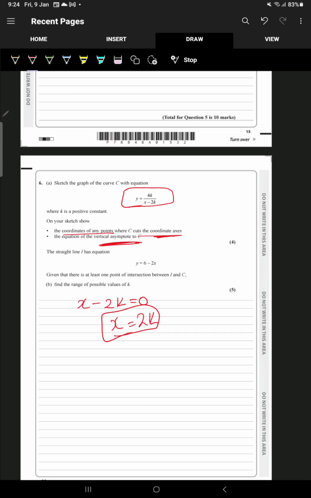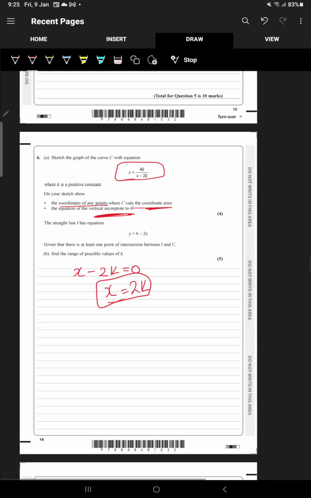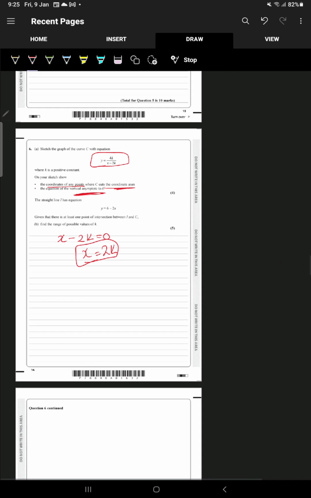In case they give a y asymptote, it could be like plus k or plus 3, outside the fraction. Anything outside the fraction is going to be the y asymptote. Now this is going to be x is equal to 2k.